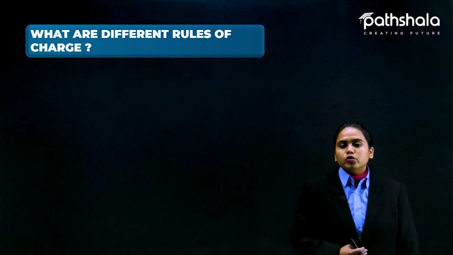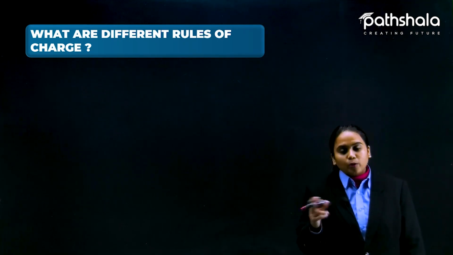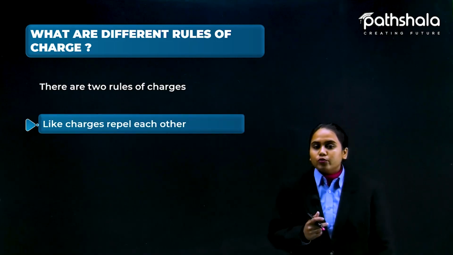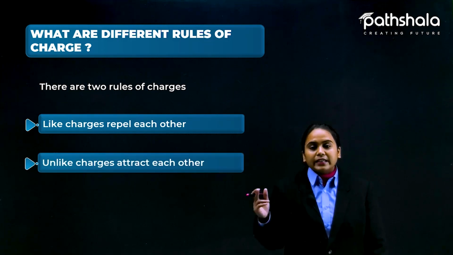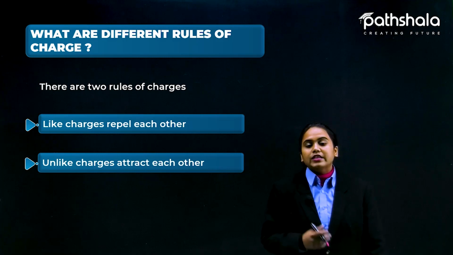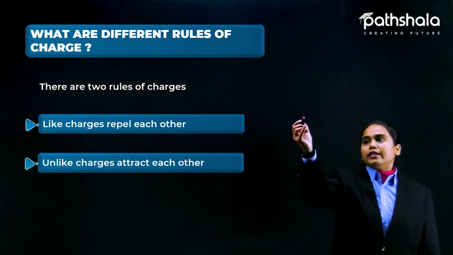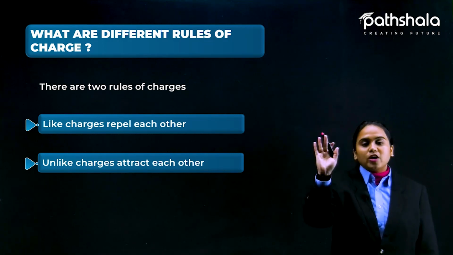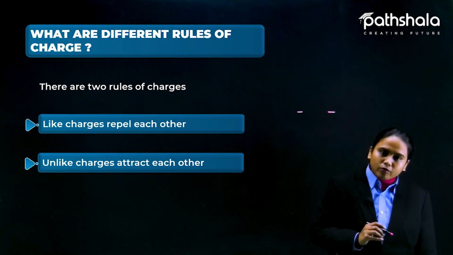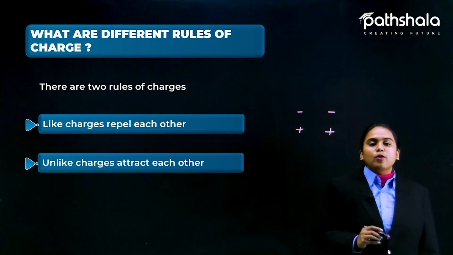What are the different rules of charge? Charged particles are mainly of two types, positive and negative charged particles. In the same manner, we have two rules here: like charges repel each other and unlike charges attract each other. Like charges means that the charges are of the same type, like if we are taking a negative charge, then the other one will be negative only, and if we are talking about positive, the other one would be positive only.